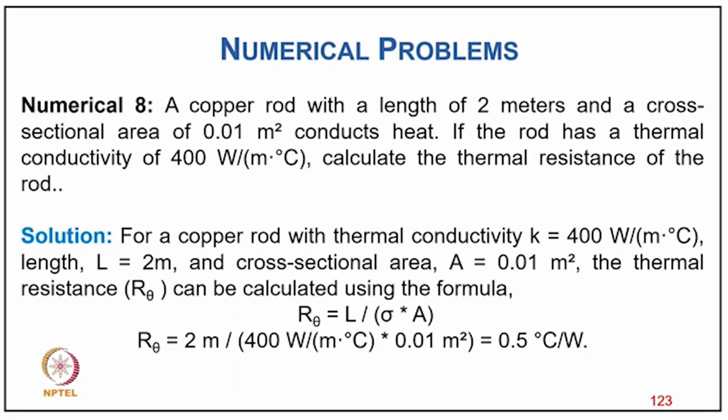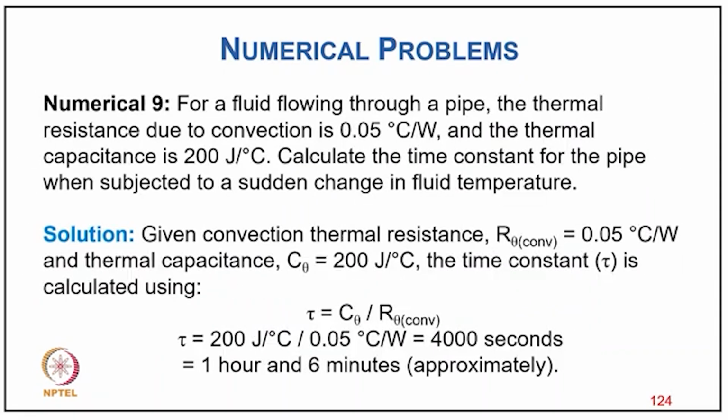The thermal resistance R theta can be calculated using the formula R theta equals L upon K into A. Putting the values in, R theta equals 2 meter divided by 400 into 0.01 meter square, so it comes to 0.5 Celsius per watt.